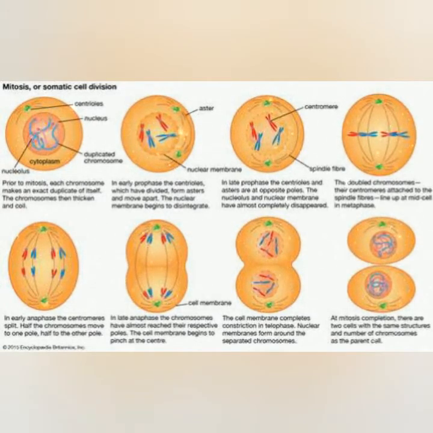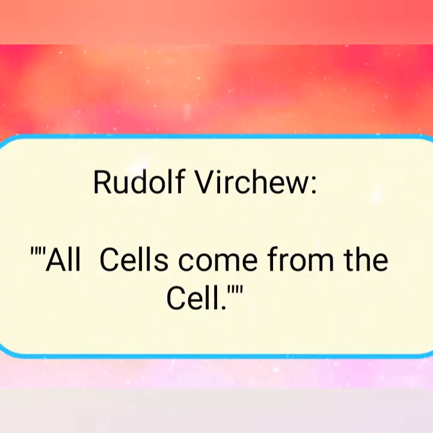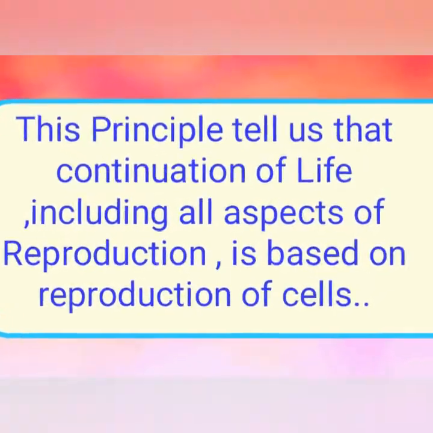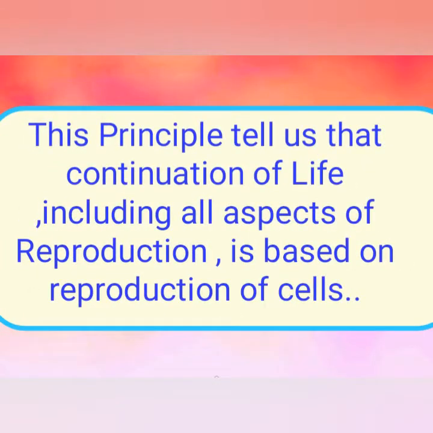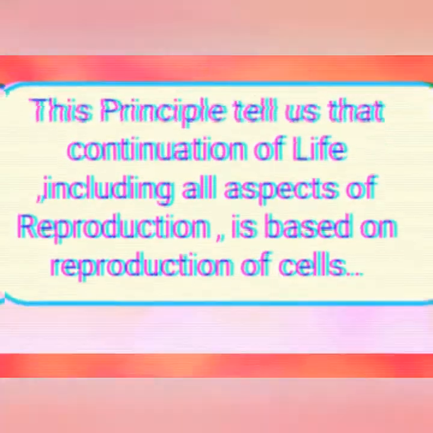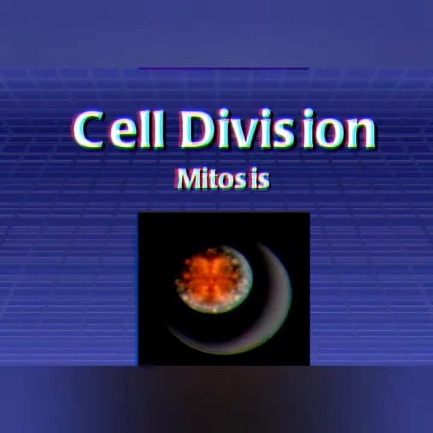If we recall chapter number 1, we remember a statement that was given by Rudolf Virchow in the biological principle that all cells come from the cell. This principle tells us that continuation of life, including all aspects of reproduction, is based on reproduction of cells. And we commonly refer to cellular reproduction as cell division, and it is part of the whole life of a cell, that is the cell cycle.